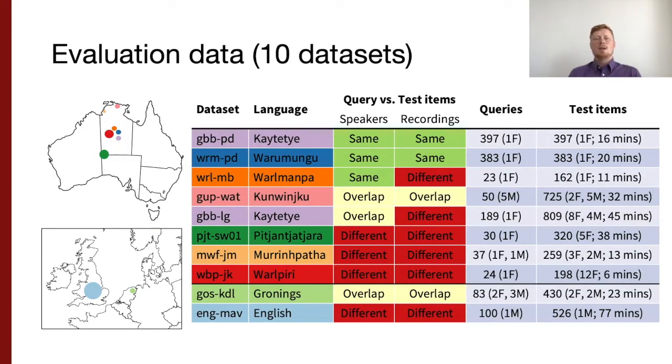Since we are particularly interested in using spoken term detection to help with language documentation projects, we use real data from ongoing language documentation projects as our evaluation data. We also made sure that we used datasets that had different characteristics. For some datasets, the query and test items had the same speakers, and speakers were recorded in similar conditions, whereas for others there were different speakers and recording conditions between the query and test items.